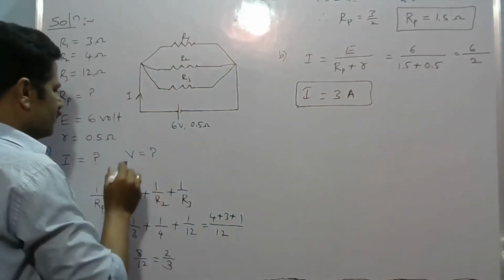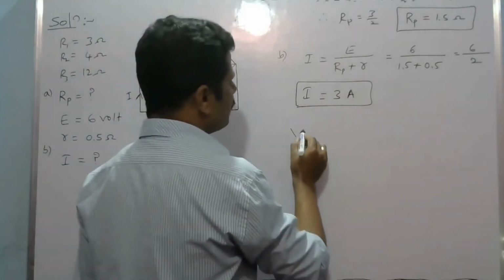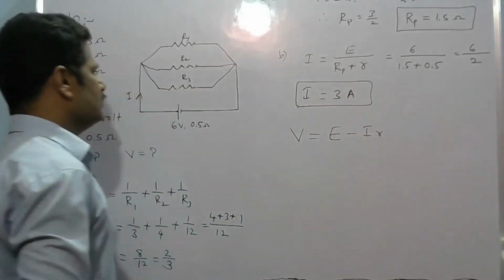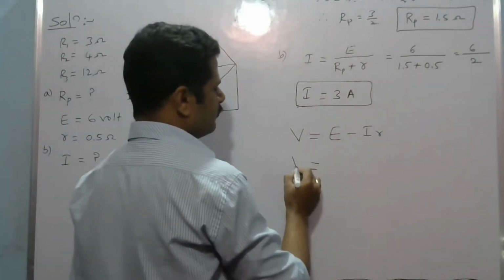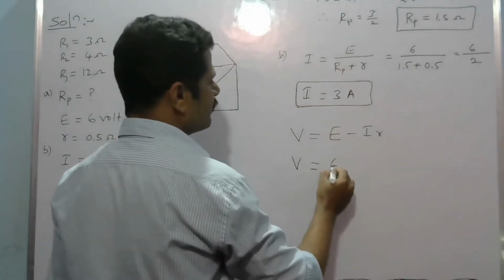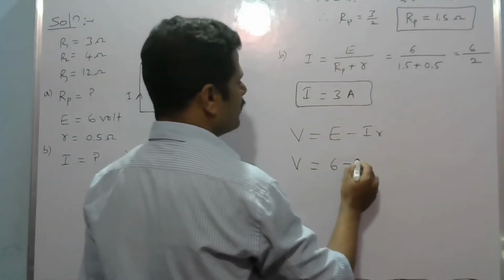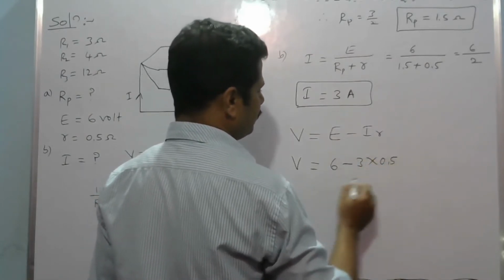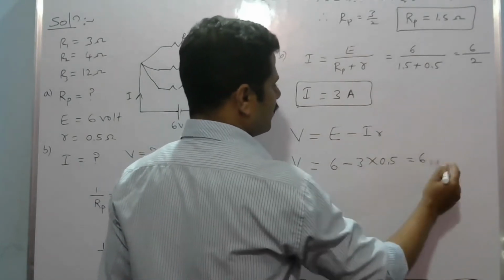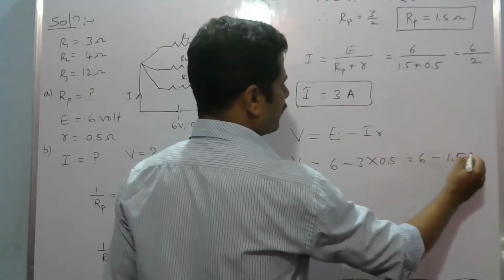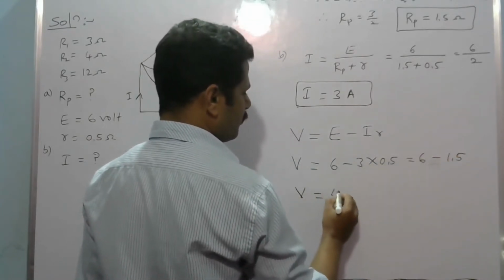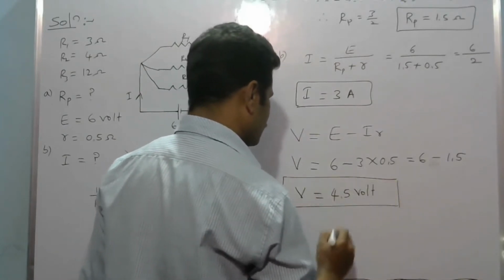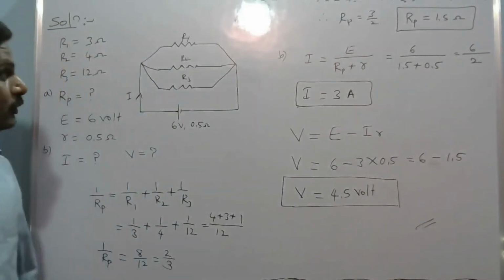One more parameter we need to find out is the terminal potential difference. We know that the terminal potential difference is the EMF minus the potential drop across the cell or battery. So V equals E, here E equals 6, minus the current in the circuit, 3 ampere, times the internal resistance, 0.5. So this is 6 minus 1.5, which can be written as 4.5 volt. The 4.5 volt is the terminal potential difference. So moving to the next question.